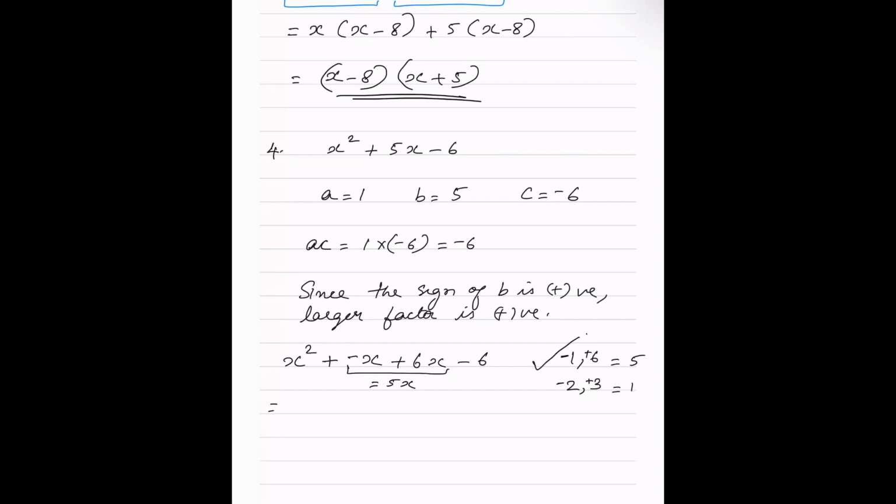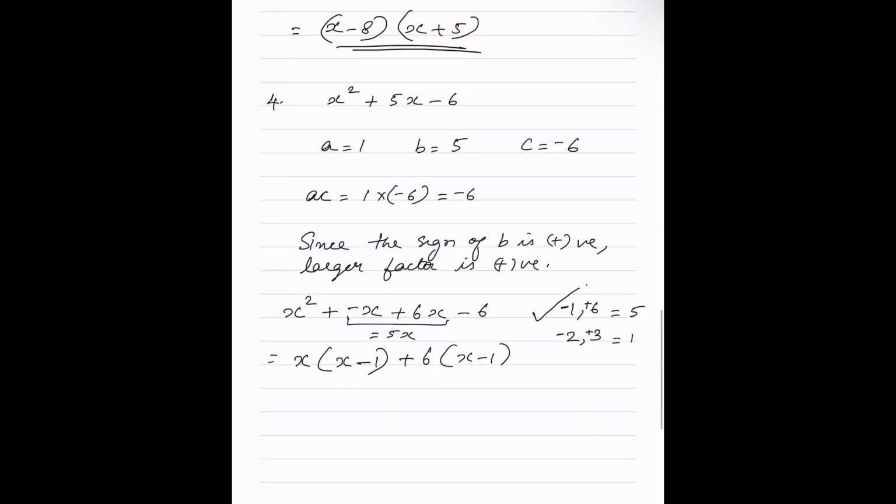Now group them. So let me take x out. I have x minus 1. Here, let me take 6 out. I have x minus 1. So x minus 1 is common. Take out x minus 1 from both the terms. I am left with x plus 6. So these are the factors.